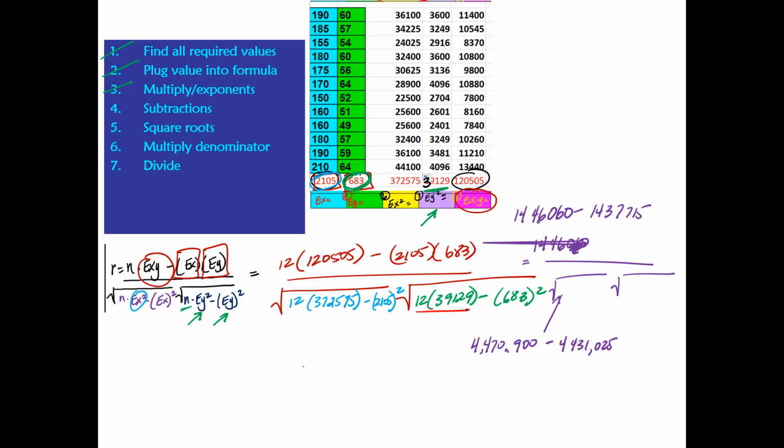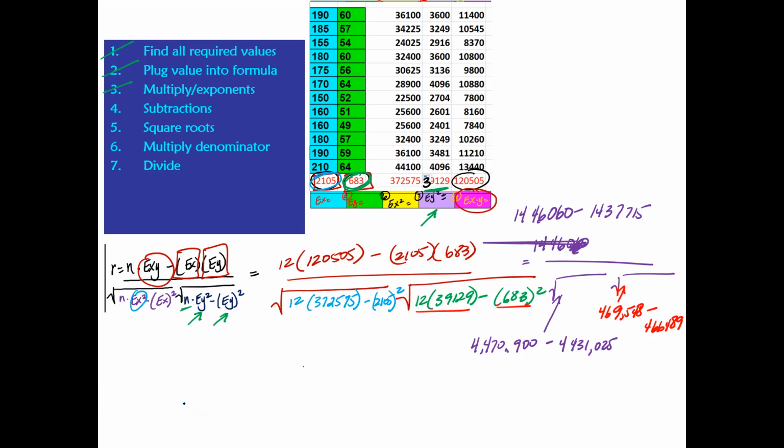And then let's go ahead and figure out this part here. 39129 times 12, and that's going to give me 469,548 minus 683 times 683, which is 466,489. A lot of subtractions.